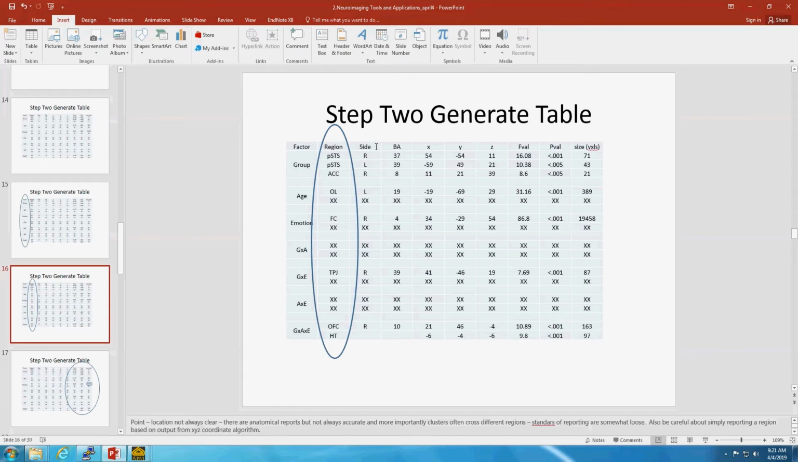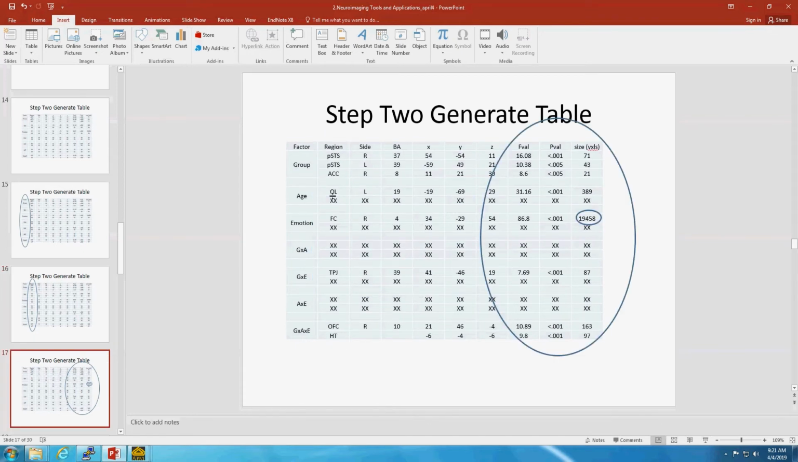And then you have the side, whether it's right or left. And then you have something that indicates the values, your threshold level. For the cluster that you found, usually it's the peak voxel within your cluster, what the F value and the P value is of that specific area. Most people also report how big these things were, sometimes the number of voxels, sometimes the size in microliters.